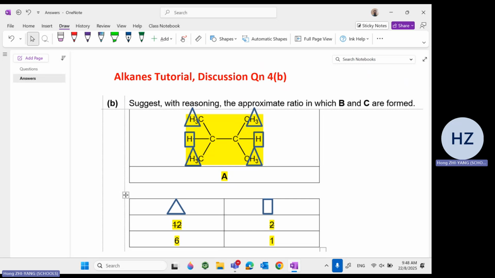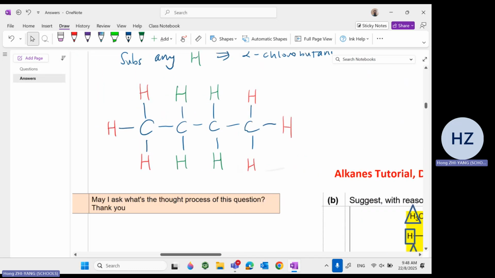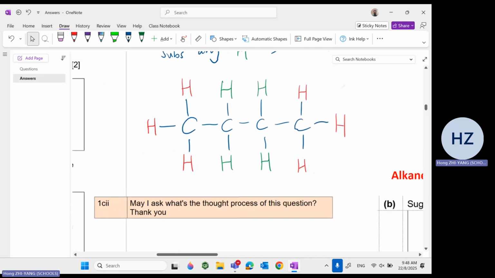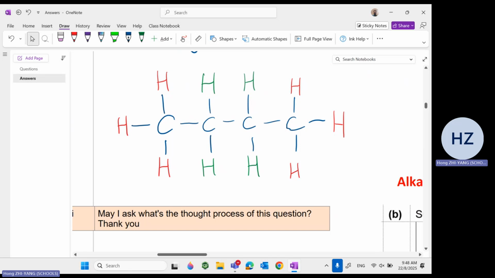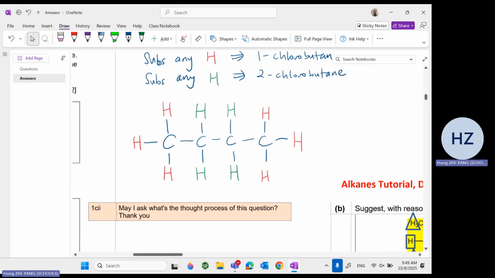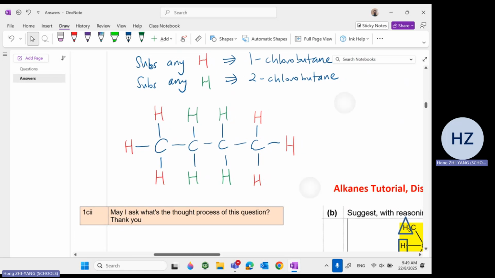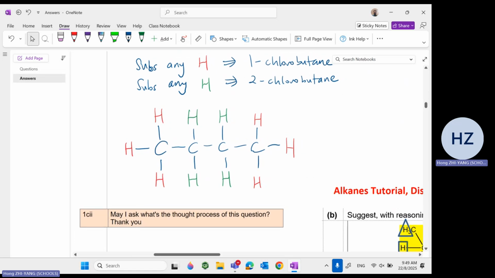Okay, so in our tutorial, based on the teacher's style, sometimes we draw circles, sometimes we draw squares, sometimes we color code it. For me, I color code because I have the resource. Do you notice that I color coded H's in two different ways? That's right, because there are actually different products formed from substituting these hydrogens. So if you substitute any of the red color hydrogen atoms, you will get one chlorobutane.